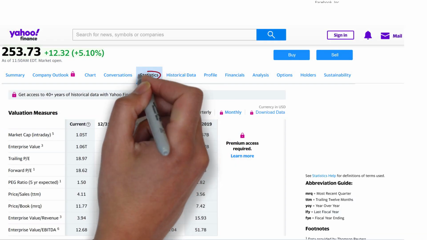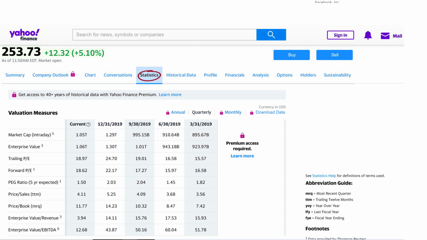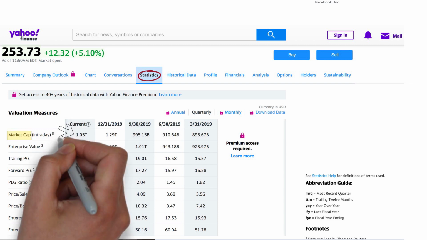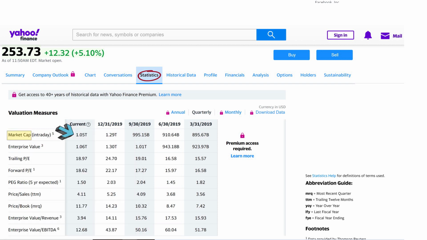Moving on to the Statistics tab, we find a lot of information. This compares the current market cap, the total dollar value of the company, to its market cap in past quarters. We want to see companies that are growing. Prior to the recent drop, Apple was consistently growing.